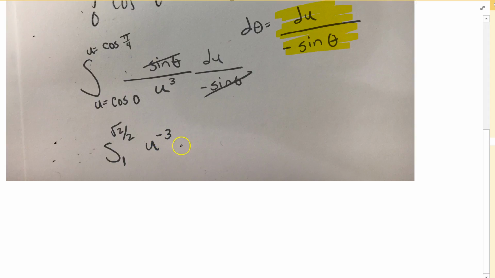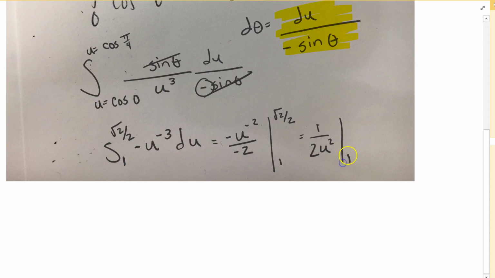U to the minus 3 du. This is just simply the power rule. So this would be u to the minus 2 divided by minus 2. Oh, I lost this negative here, so that goes there. And then I'm integrating from 1 to square root of 2 over 2. So I have really 1 over 2 u squared, just to kind of clean up my negatives, what's going on here.